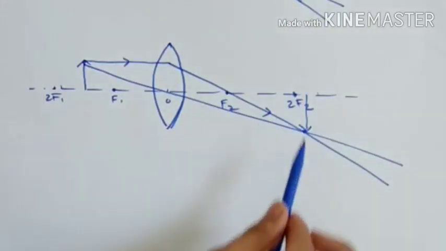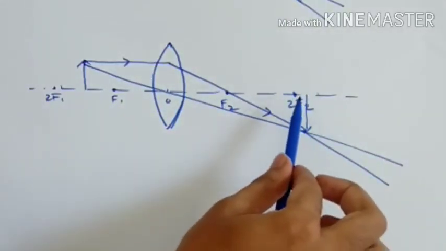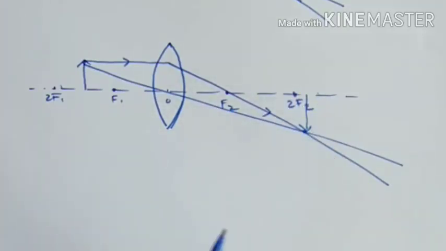What kind of image is it? It is a real image, it is an inverted image, and now the size is going to get magnified. Here is the diagram from the textbook.